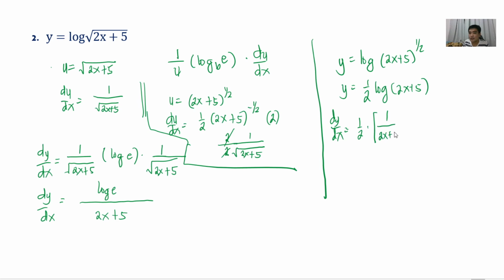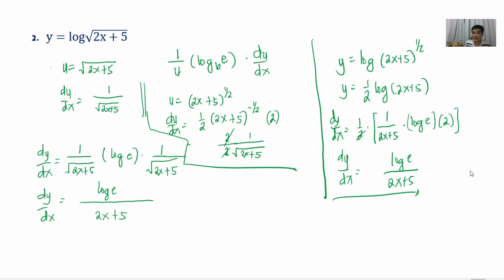So, ang u mo na ngayon ay 2x plus 5 times the logarithm of e to the base b. Ang base b natin is 10, so no need to write. And then, the derivative of your u, 2x plus 5, with respect to x, that is 2. Tama ba? So, times 2. Okay, cancel yung 2 natin. So that is dy all over dx is equal to log of e all over 2x plus 5. And parehas lang sila. Okay? They are just the same. So, any solution naman ako.